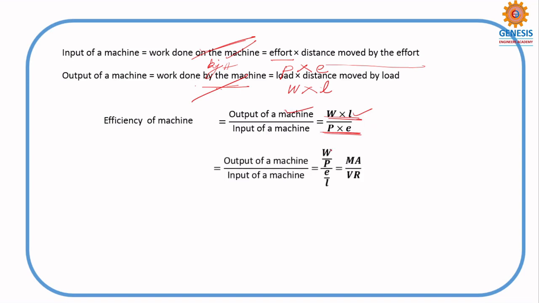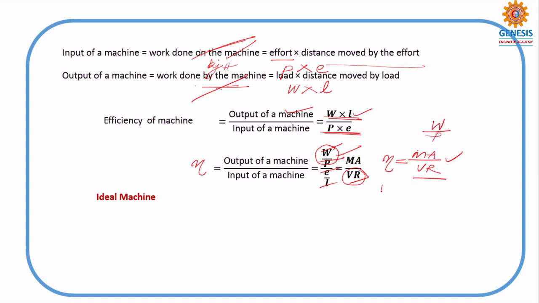Finally, this we already know: mechanical advantage is load by effort, and the distance moved by the effort by the distance moved by the load is called velocity ratio. So this is the efficiency of the machine. You can take efficiency of a lifting machine as equal to mechanical advantage by velocity ratio. What is mechanical advantage? Load by effort.